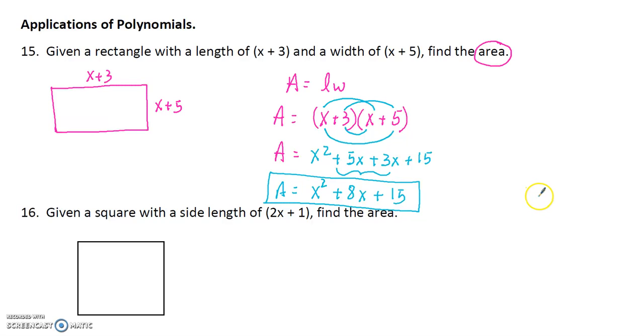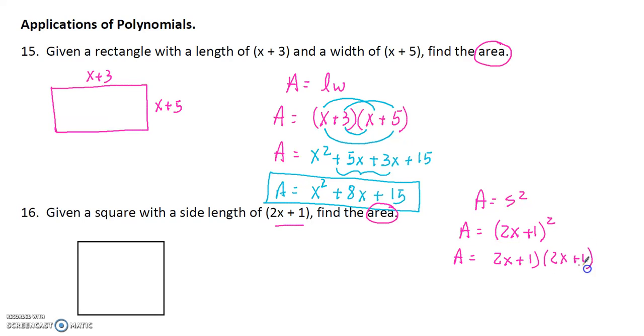It says, given a square with a side length of 2x plus 1, find the area. So again, guys, we're finding the area. So that's just going to be side times side. Well, the side length is this. So for the area, let me write it over here. I'm just going to have side times side, or side squared. So I'm going to have 2x plus 1 squared. I can rewrite that as 2x plus 1 times 2x plus 1.